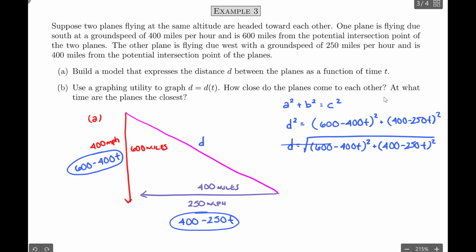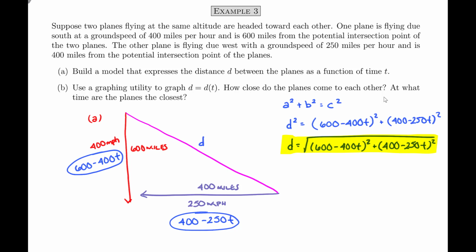Here is a line through our equation, which I did not mean to do. This is our distance equation for part A. That's all we had to come up with. We don't have to simplify that any further. That's it. We have the distance equation. Part B says use a graphing utility to graph the distance equation. How close do the planes come to one another, and at what times are the planes the closest?